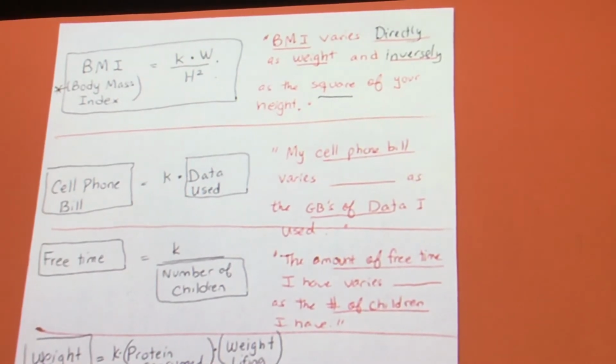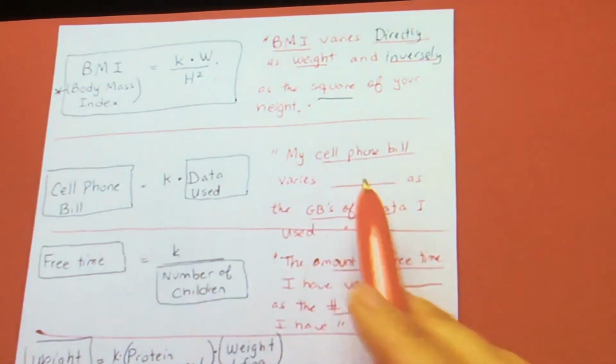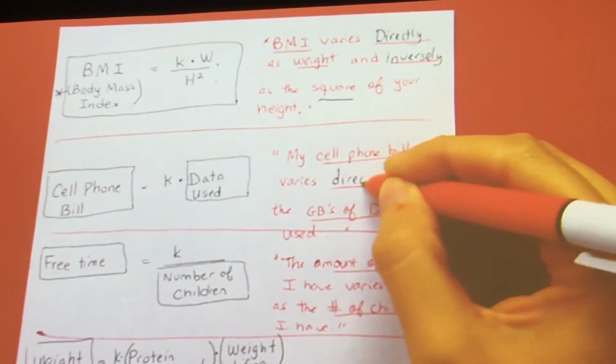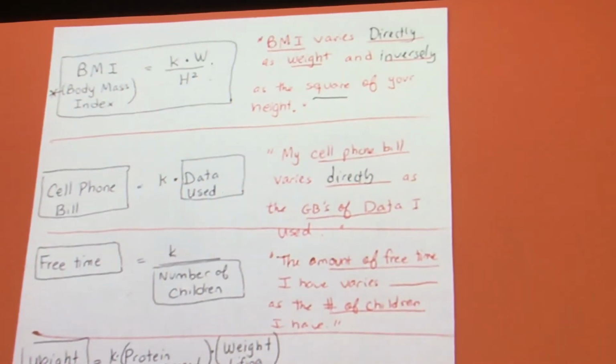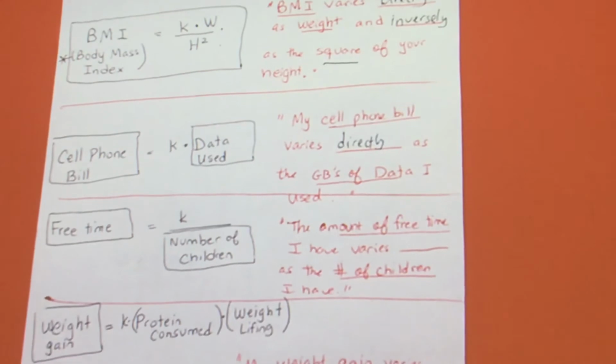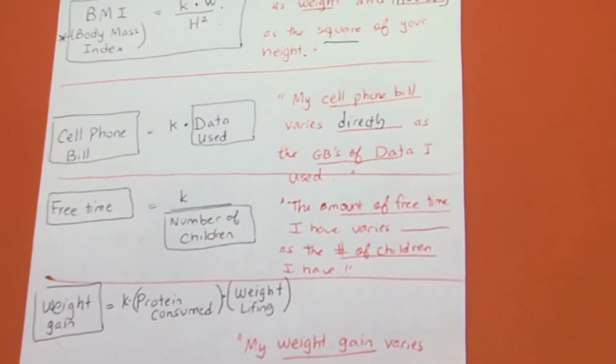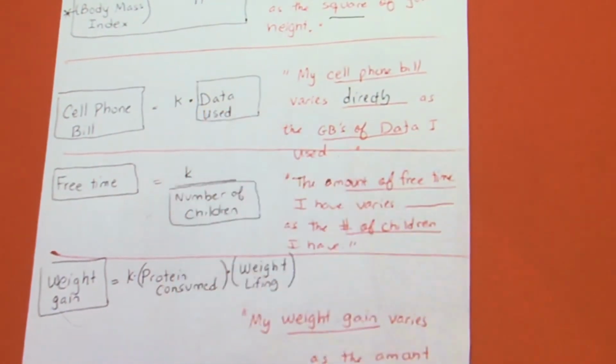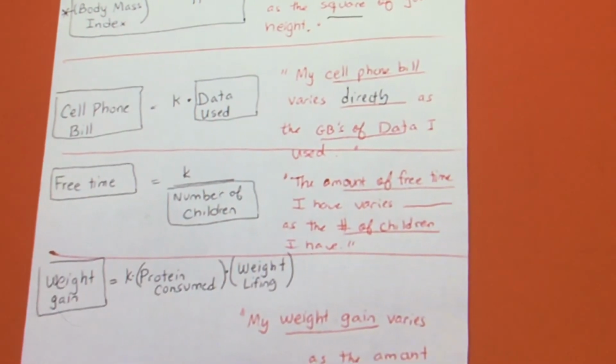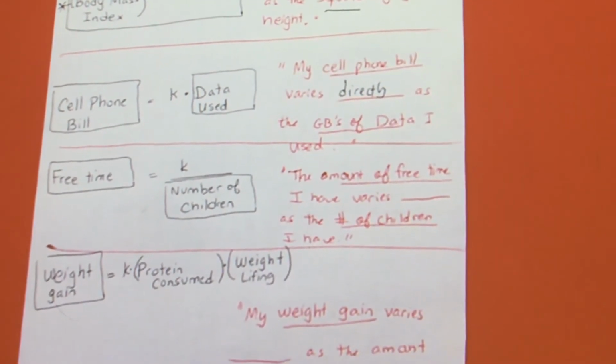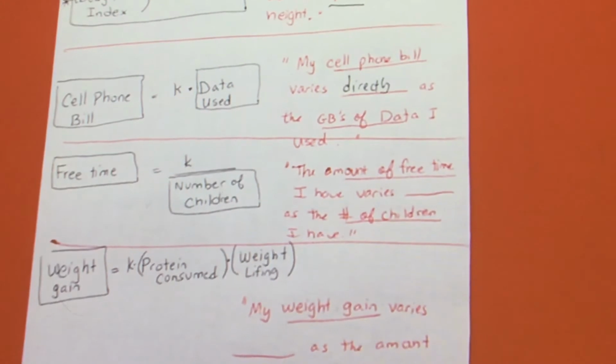Okay? So in my situation, I would say my cell phone bill varies directly to the number of gigabytes of data that I use. So if I use too many gigabytes, my bill goes up by a certain amount. That would be this situation where I multiply by the number of gigabytes that I used extra. So they're on the same line for direct variation.